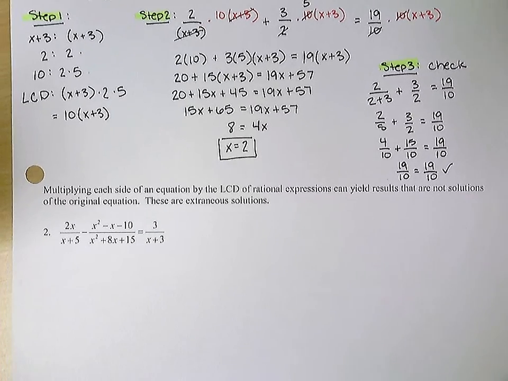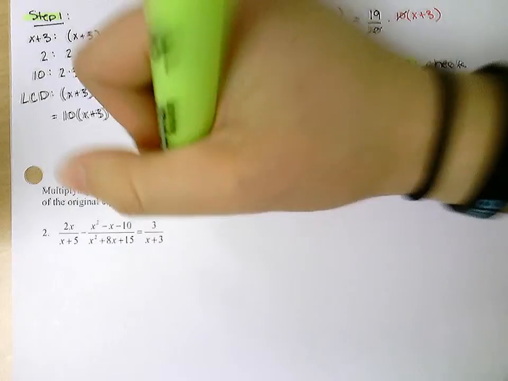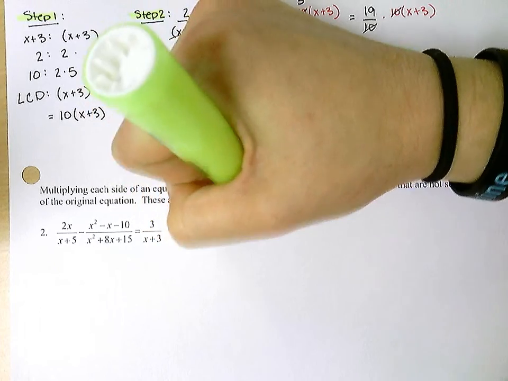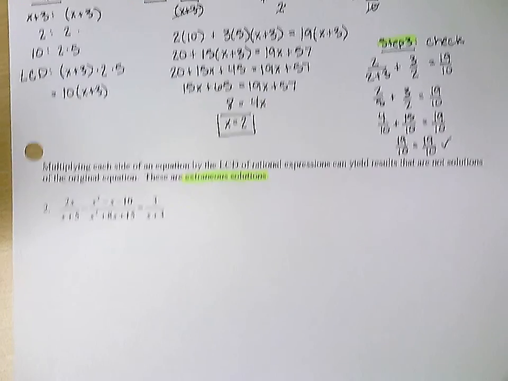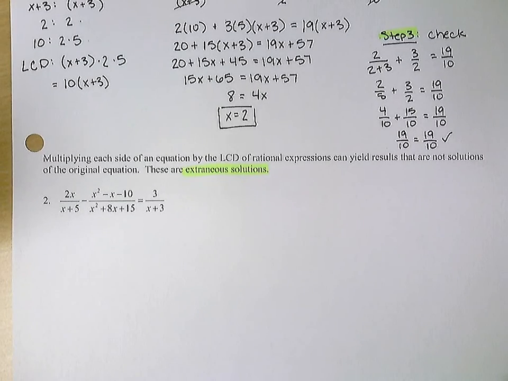Yeah? Okay, so multiplying each side of an equation by the least common denominator of rational expressions can yield results that are not solutions of the original equation. These are extraneous solutions. This is why we have to check. You might result in an extraneous solution. So with our second example, that's what's going to happen.